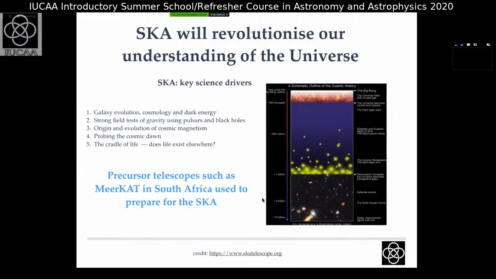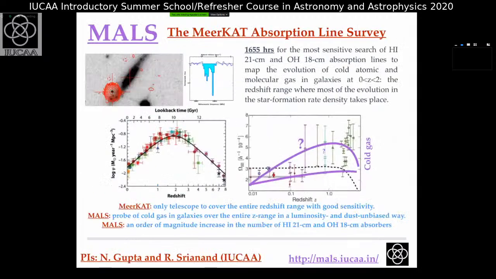And why is MeerKAT special? Because it's a precursor telescope to SKA, which means that currently MeerKAT has 64 dishes, but when SKA1 is built, it will have many more dishes, close to 200. It will be built out of the MeerKAT telescope, and already MeerKAT is the most sensitive telescope at centimeter wavelengths. At IUCAA, we now have access to the MeerKAT telescope.